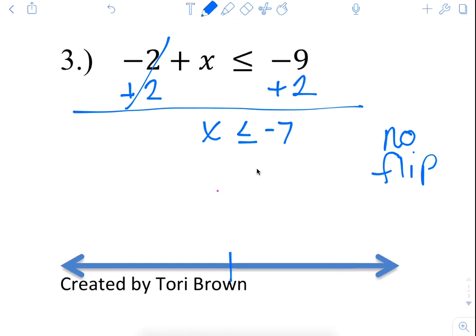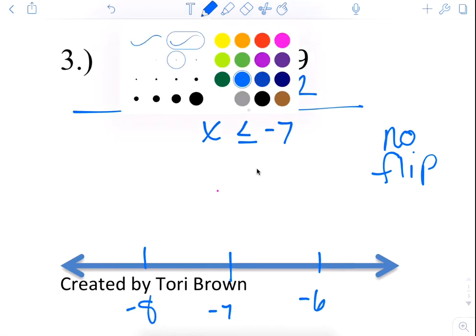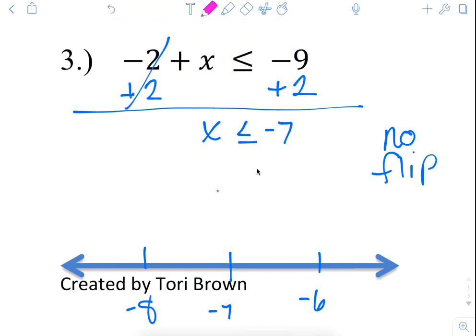So I'm making my number line. We got a -7, -6, -8. What kind of circle would we use? Good. We're going to use a closed circle this time, so I'm going to color it in. Closed circle, and that's because it's an or equal to. And I'm going less than, so that means I'm going to the left.